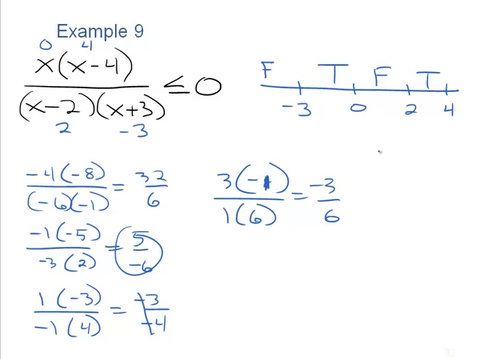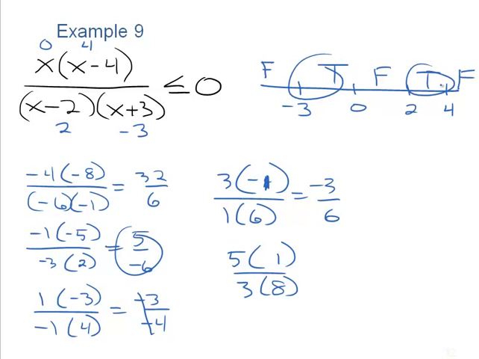The last one to choose is bigger than 4. Let's pick a 5. So 5 times 1 over, what's that, 3 times 8. Those are all positive, so it's a positive number, so that's false. So here's our two winning spots.